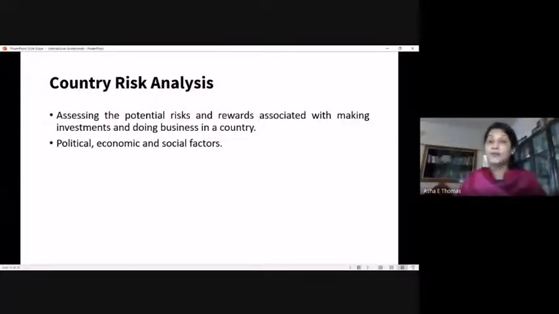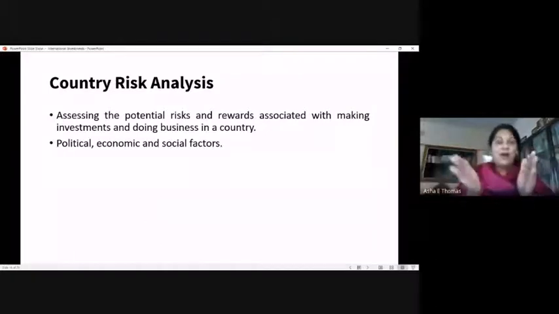That happens through the process called country risk analysis, assessing the potential risks and rewards associated with the country where you are making investments or doing business. So it is applicable to both. Doing business is related to FDI, foreign direct investment. Making investment is associated with foreign portfolio investment and foreign institutional investment. Both these parties, when they decide whether to invest in a country, will go through something called country risk analysis.